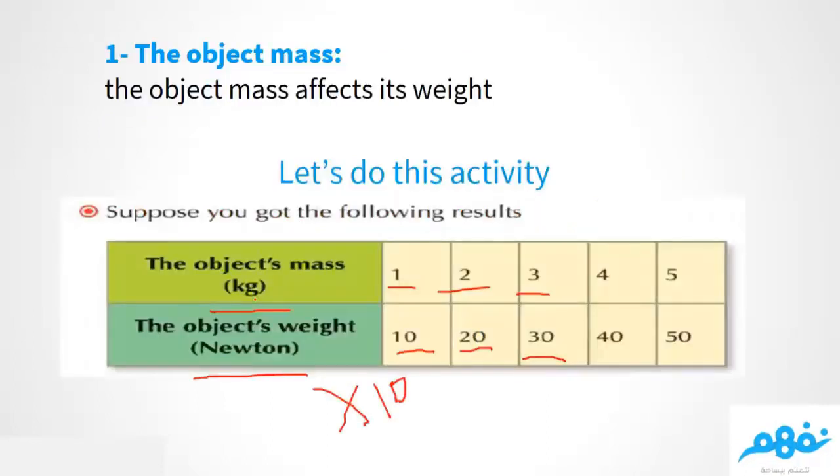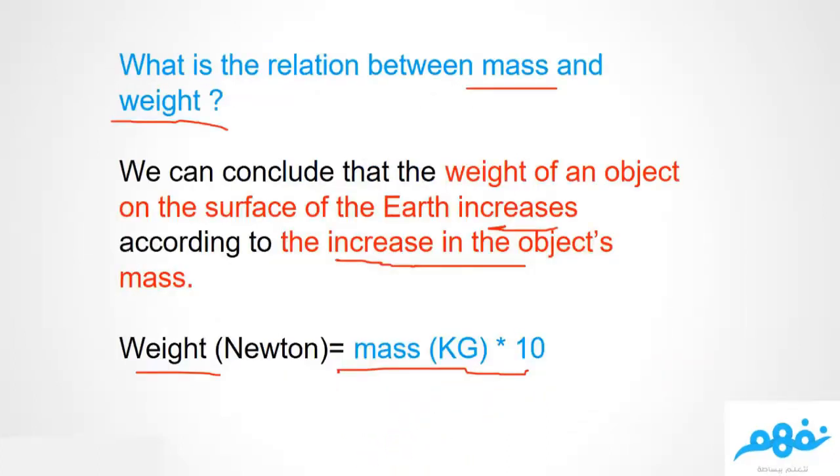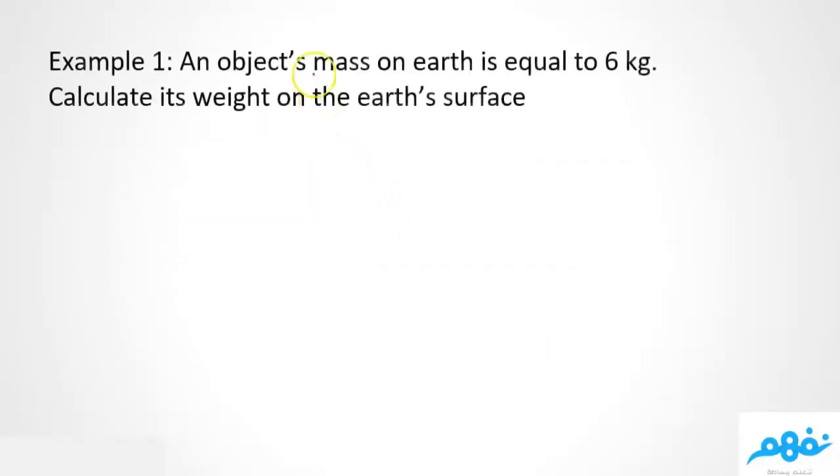That's right, because when we look here, guys, we're gonna find that whenever I increase the mass, automatically the weight will increase. So the weight also increases. When I had a mass of 1, the weight was 10. When I made the mass 2, the weight became 20. When I made the mass 3, the weight became 30. So what does that mean? It means that by increasing the mass of the object, of course, the weight of the object also will increase.